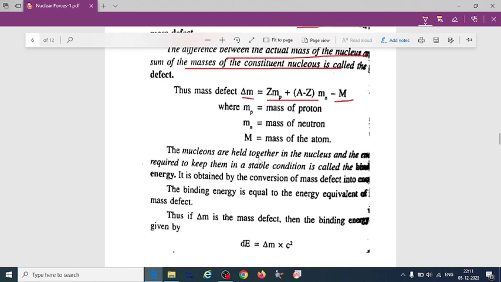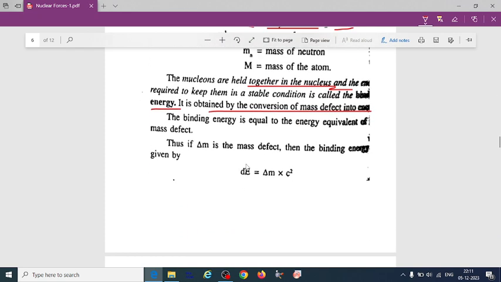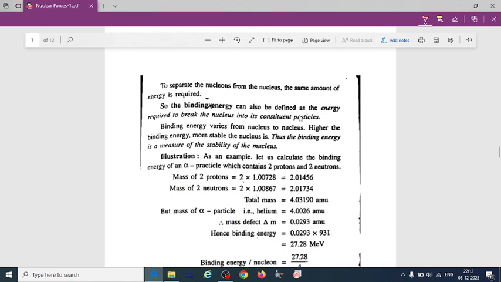Some energy is holding the nucleons together in the nucleus, and that is called binding energy. It is obtained by conversion of mass defect into energy. So there is a relation between binding energy and mass defect: E equals delta M c squared, where c is the speed of light. Binding energy is also the energy used to break the nucleus into its constituent particles. Let us understand the binding energy of the nucleons.